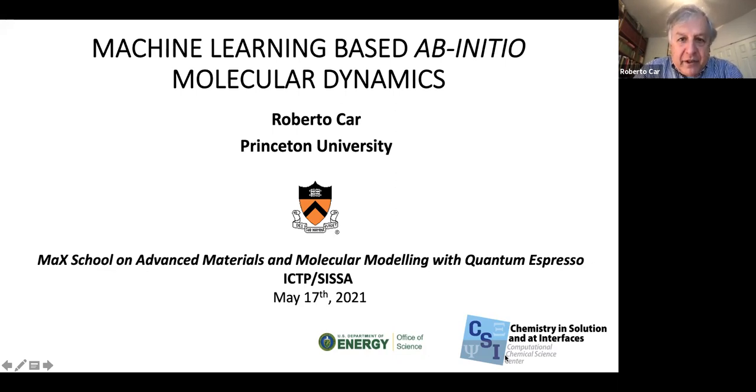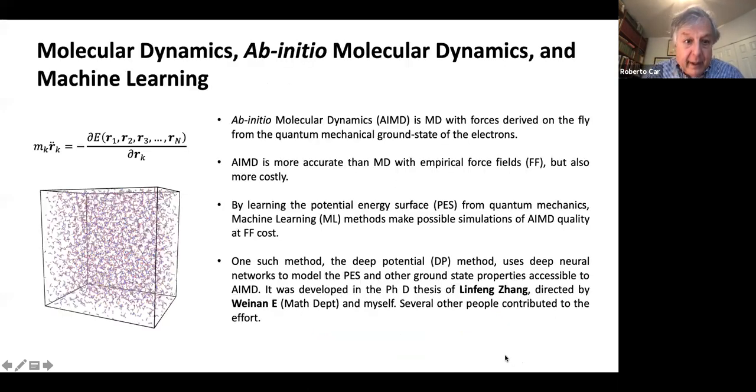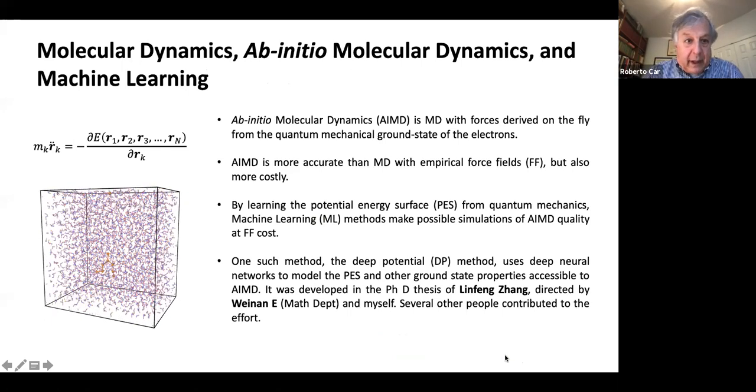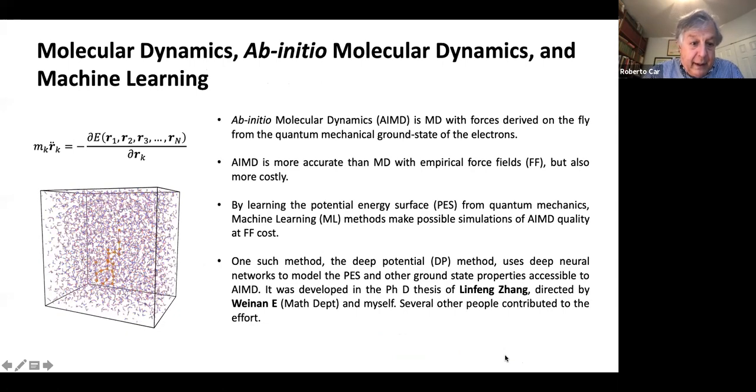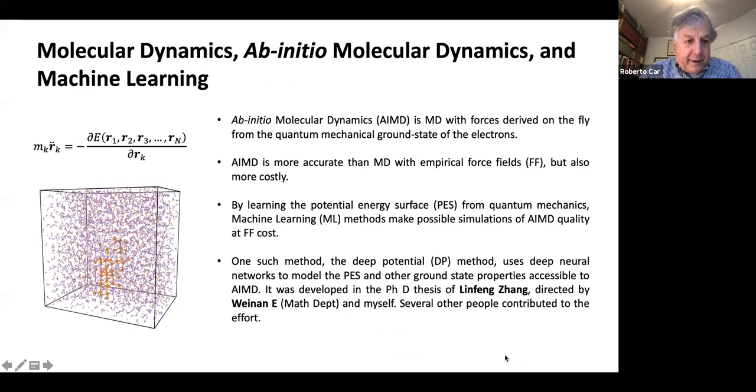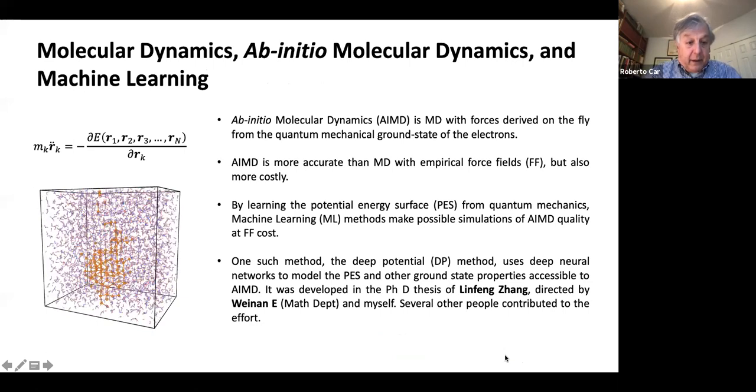Now, in my lecture today, I'm going to discuss mostly machine learning based ab initio molecular dynamics, which is the topic on which I have been working in the last 5 years. Now, you all know what ab initio molecular dynamics does. Essentially, it solves Newton equation with forces that are derived from the quantum mechanical state of the electron.